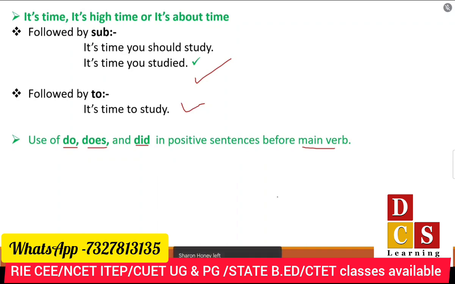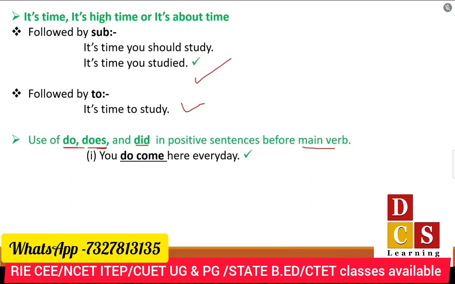So what these rules say is that we can use do, does, and did in positive sentences before the main verb. For example, here: You do come here every day. This sentence is grammatically correct.